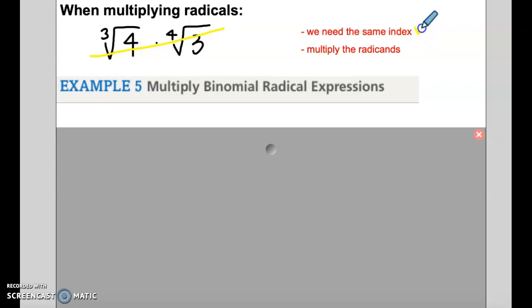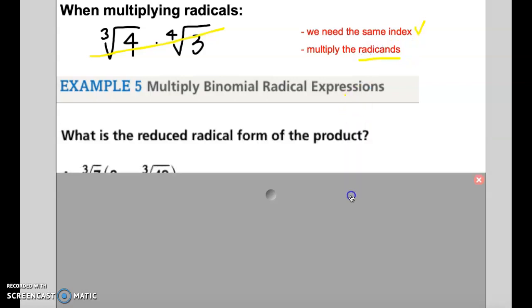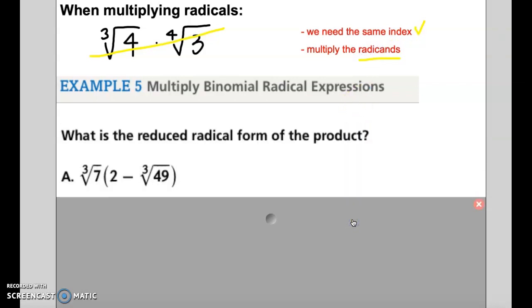And then if I have the same index, then we just multiply the radicands. Okay, so we're going to look at this in a second, but we leave the indexes the same and we multiply what's under the radical. Remember vocab, that's called the radicand. Okay, so we're going to do this example. And it says, what is the reduced radical form of the product? So we just have to multiply these.